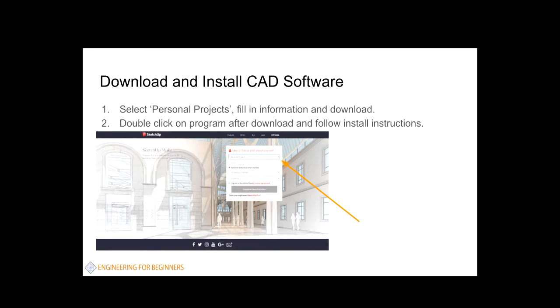Next, it's going to ask you to fill in some information. You'll see a drop-down menu that has a couple options in it. You're going to want to choose the Personal Projects option, which means that you're going to use the software for personal use and not for business use. They do have a professional version that they ask you to pay for if you're going to be using it for a business or consulting or something like that. So after you've done that, continue to fill in the information that they ask for, and then click the Download SketchUp button to begin the download.